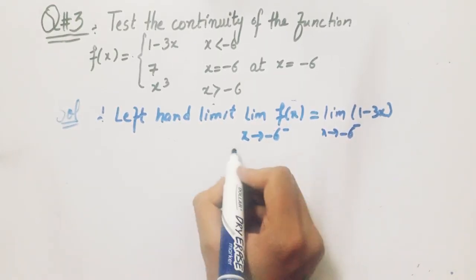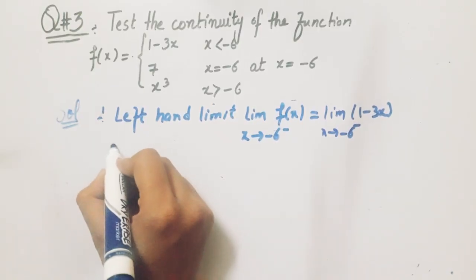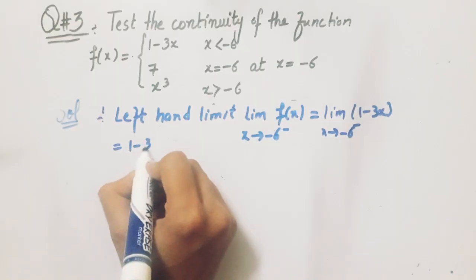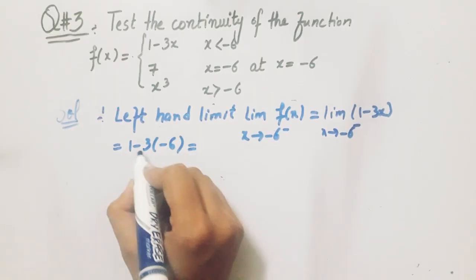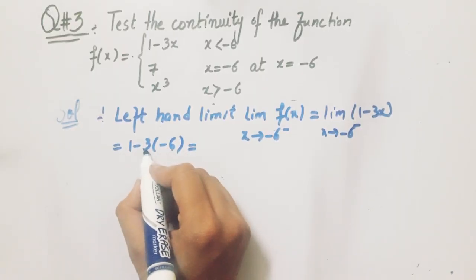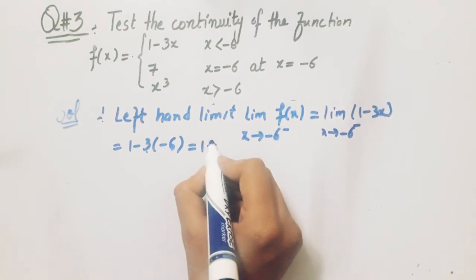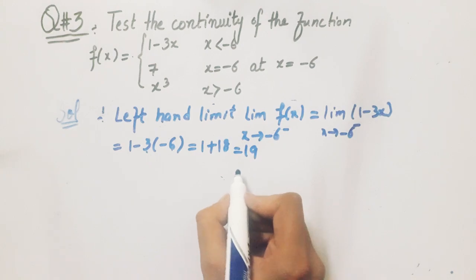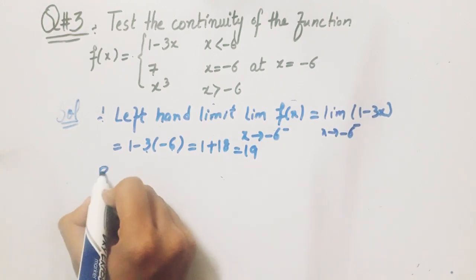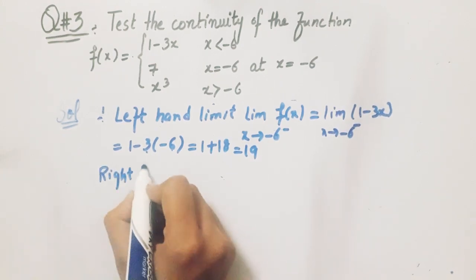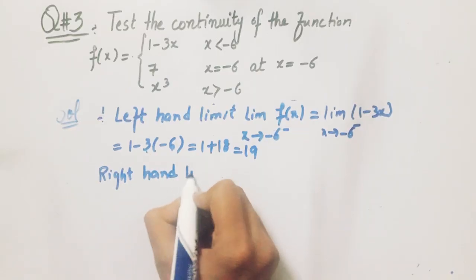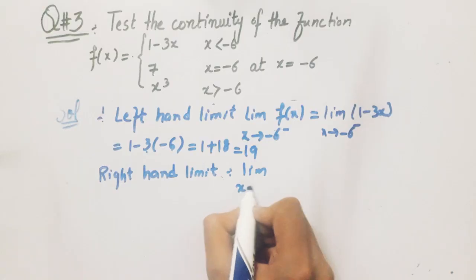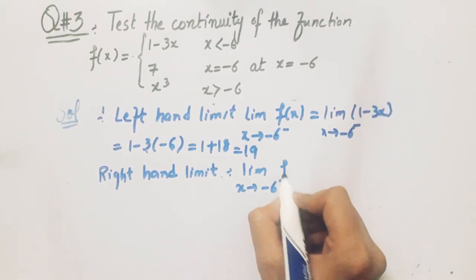You will write the limit as x approaches -6 negative of 1 - 3x. Put the limit in this, you will get 1 - 3 times -6. So 6 times 3 is 18, and 1 plus 18 is equal to 19. So the left hand limit is 19. Now we will find the right hand limit by the same process, that is the limit as x approaches -6 positive of f(x).